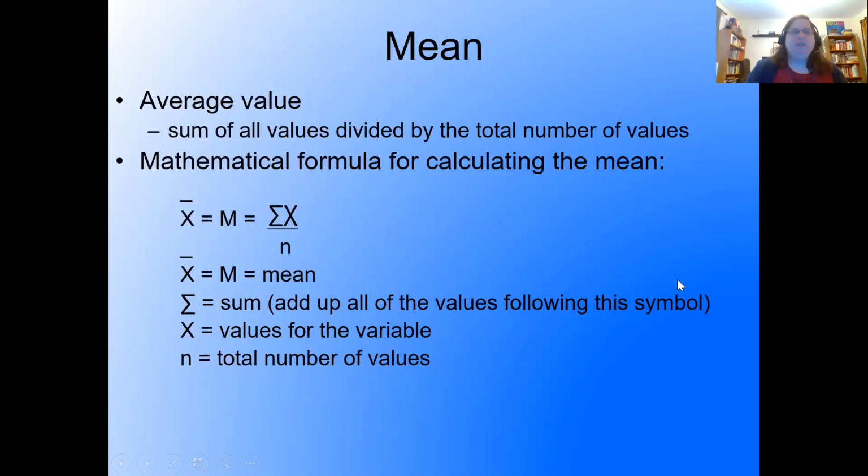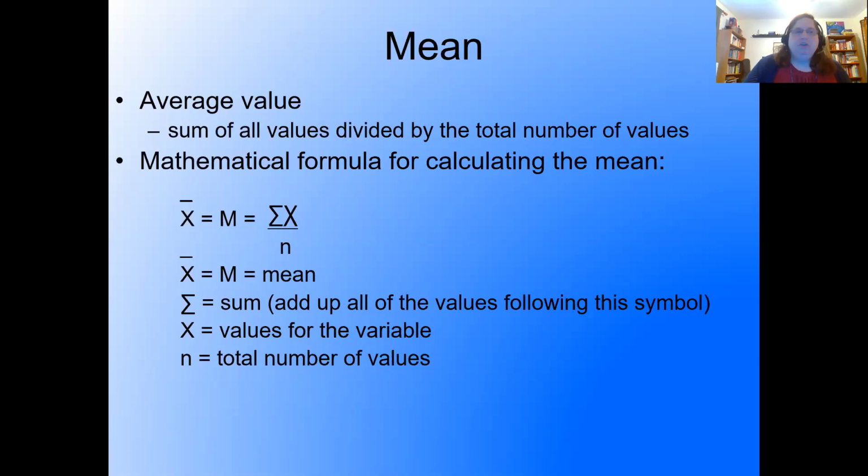Let's start with the mean. It's the average value. It's the sum of all values divided by the total number of values. Now, the mathematical formula for calculating the mean is either x bar or M. That's the symbol for the mean. And I'll tell you right now, we're talking about sample means here. I tend to use x bar a lot more than M, but they both work. They both would be symbols for the mean.